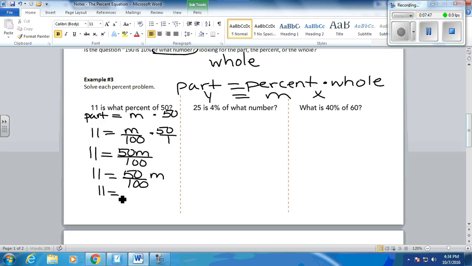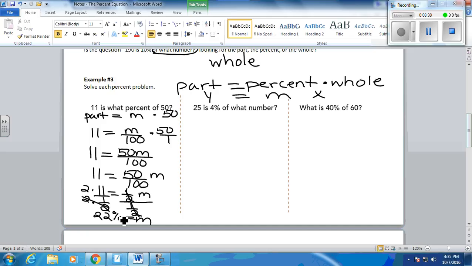To make my life easier, I'm going to simplify 50 hundredths, because I know that reduces right down to a half. I'm going to continue practicing dividing fractions here. So I have 1/2 divided by 1/2, which cancels out. I am left with the m, so that reminds me I'm actually looking for the percent. 11 divided by 1/2. The common denominator here would be 2, the least common multiple, so I'm going to multiply by 2, and I get 22. And because I'm looking for a percent, and I already put my percent over 100, I'm going to have 22% as my answer.